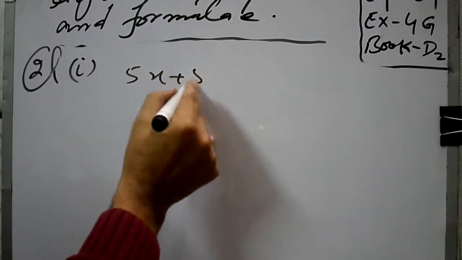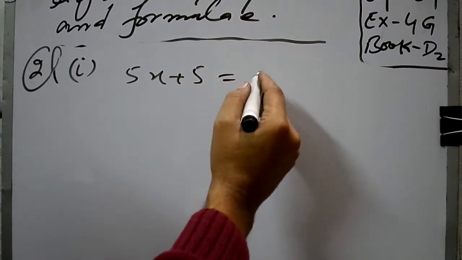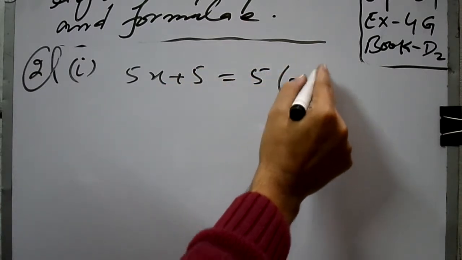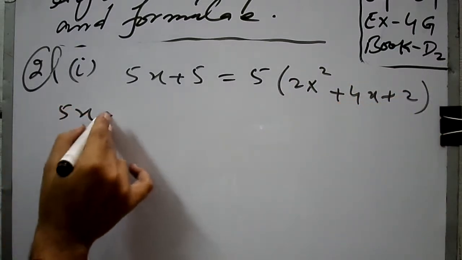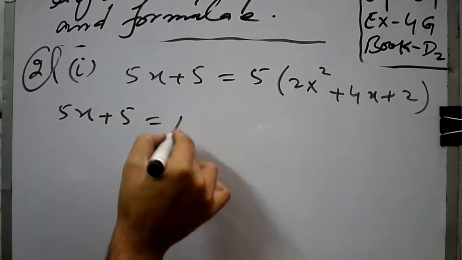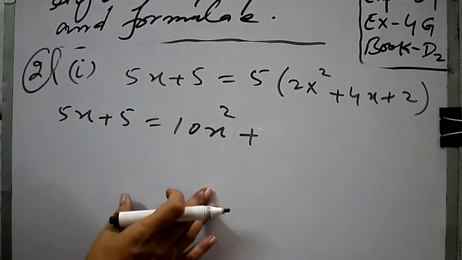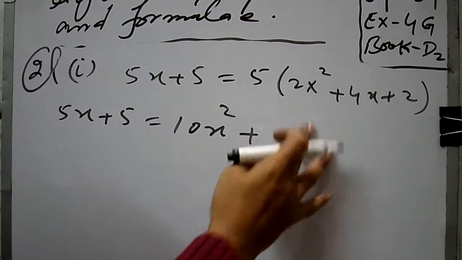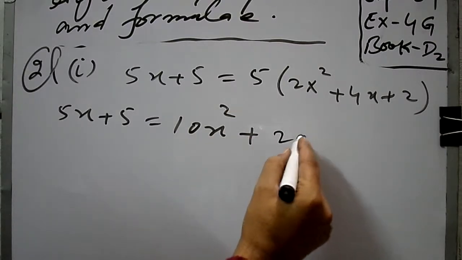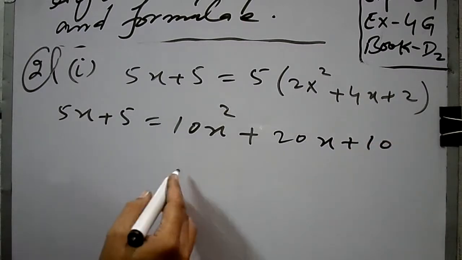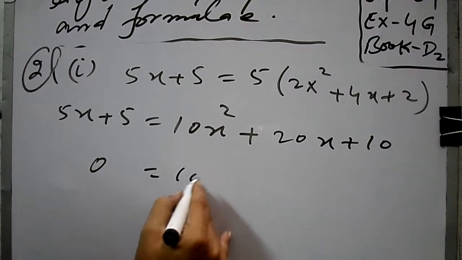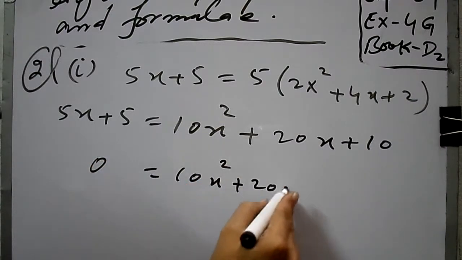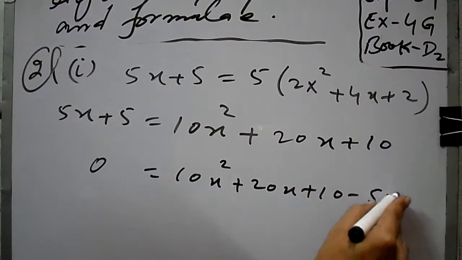You can see here by using cross multiplication you will get 5x plus 5 is equal to 5 into 2x square plus 4x plus 2. So 5x plus 5, so multiply it, 10x square, so it is 10x. Okay, now shift all terms at one side, so you will get 0. So 10x square 20x plus 10 minus 5x minus 5.